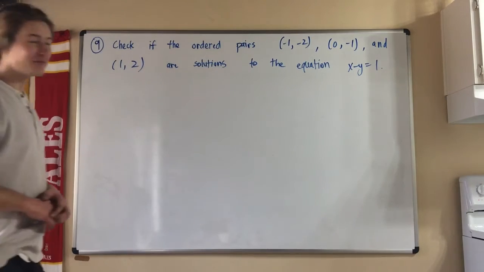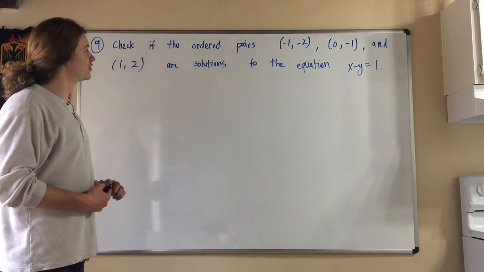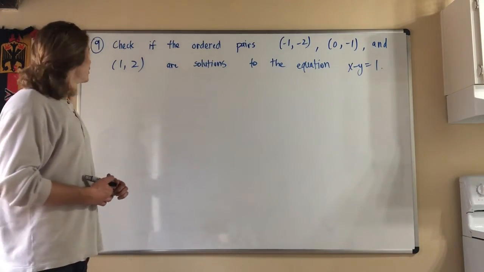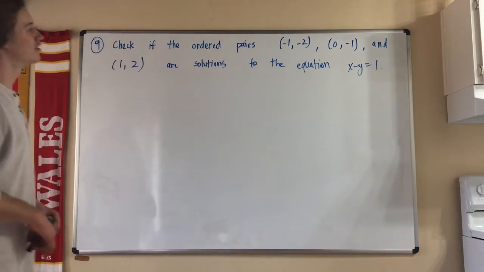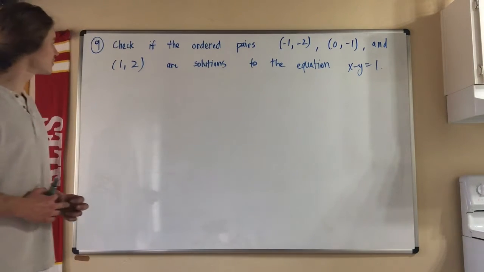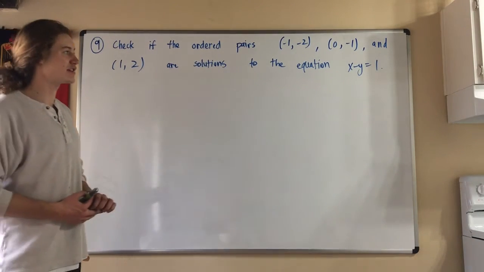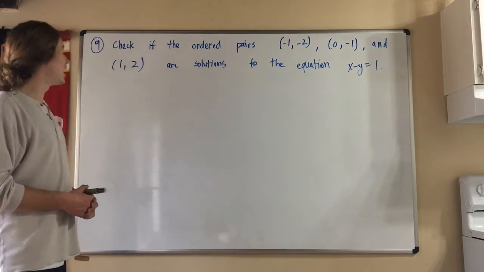Alright, this is problem number 9 from midterm number 2. Let's look at its solution. It says, check if the ordered pairs (-1, -2), (0, -1), and (1, 2) are solutions to the equation x minus y equals 1.